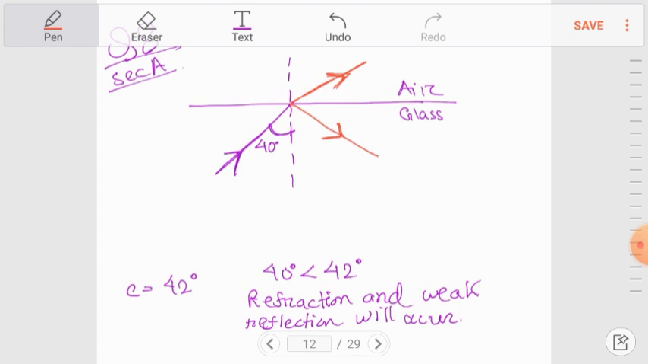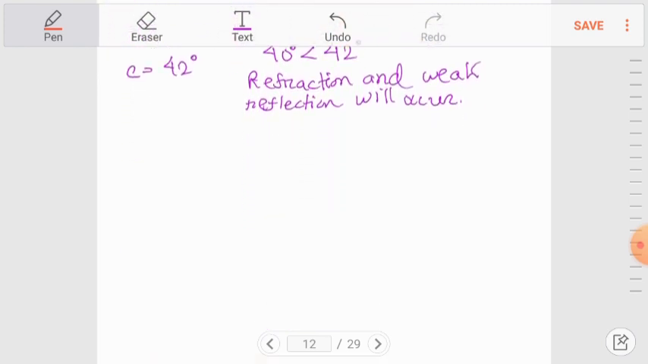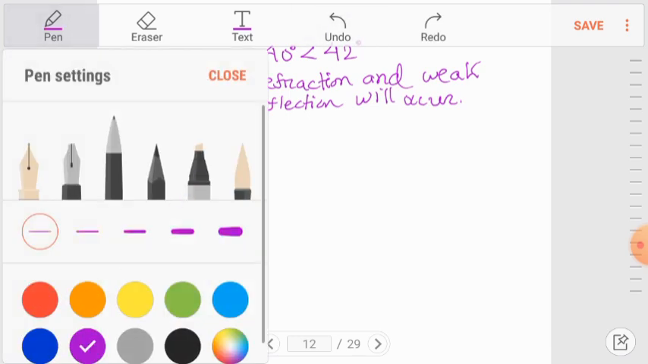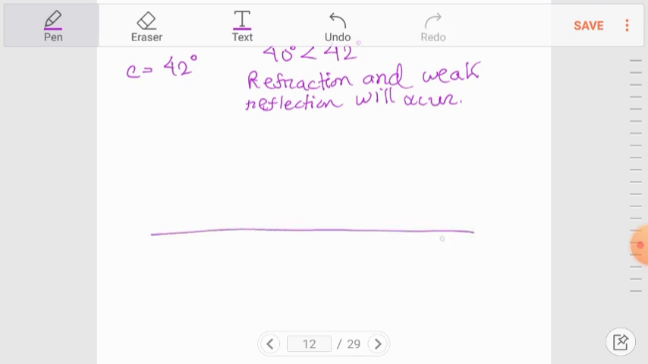Now moving to option C. Option C says that the angle of incidence is 45 degrees, and all the light is refracted. Now let me draw another diagram for option C. Let me just change my ink color. This is the glass boundary and this is the air boundary, and the light was originally moving from this part, and the angle of incidence here is 45 degrees.